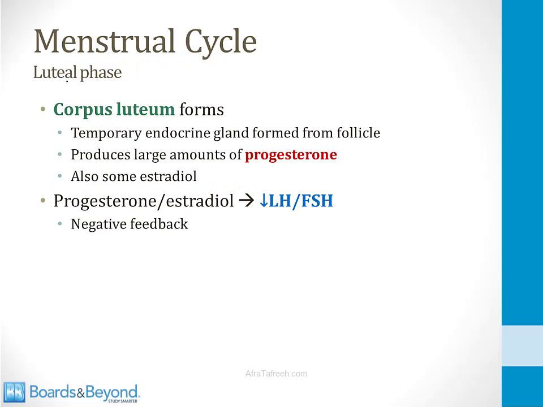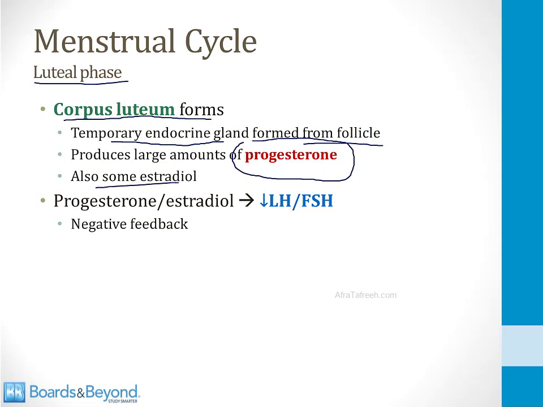After ovulation, the menstrual cycle enters the luteal phase. This phase is driven by a structure in the ovaries called the corpus luteum. The corpus luteum is a temporary endocrine gland that is formed from the follicle that released its egg. The job of the corpus luteum is to produce large amounts of the hormone progesterone, which will prepare the uterus for implantation and pregnancy. There's also some estradiol released by the corpus luteum.